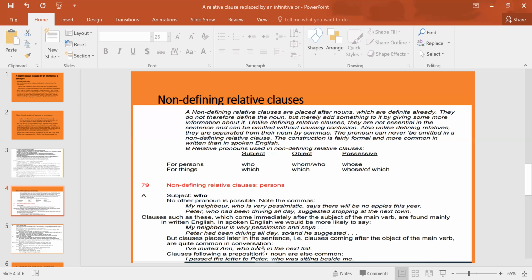But clauses placed later in the sentence, that is clauses coming after the object of the main verb, are quite common in conversation. For example, I have invited Anne, who lives in the next flat. So this who lives in the next flat is an extra piece of information about Anne. This clause is a non-defining clause which has been separated from the noun with the help of a comma, and which can also be omitted from the sentence without any confusion. I passed the letter to Peter, who was sitting beside me. This who was sitting beside me is a non-defining relative clause and it defines Peter.